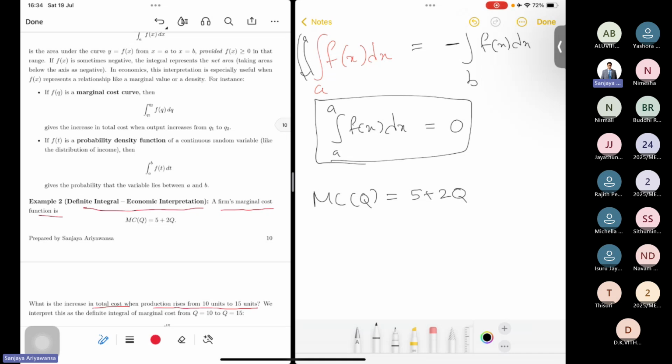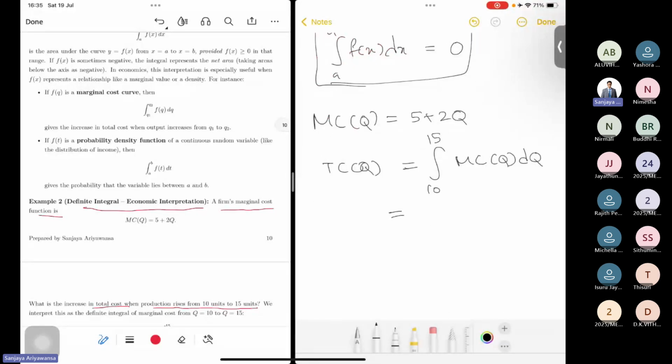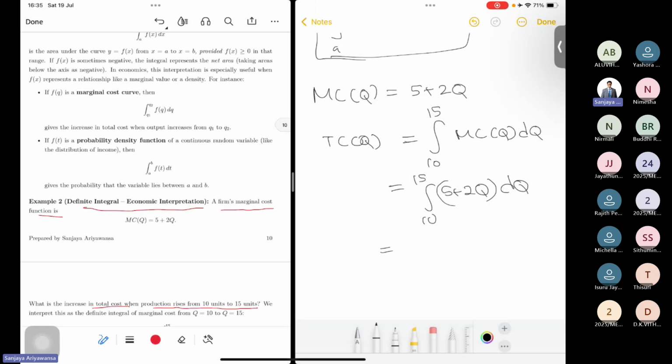Now, in the earlier section, we were asked to calculate the total cost. How do we do that? We integrate the marginal cost with respect to dq. But in this section, we are given two intervals where the production rises from 10 to 15 units. So it's a definite integral. It's called a definite integral. 10 to 15 units. What is the marginal cost? 5 plus 2q dq.